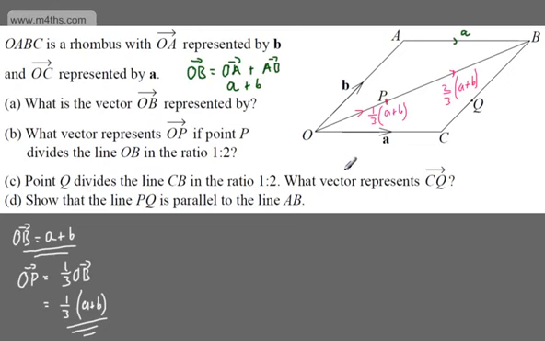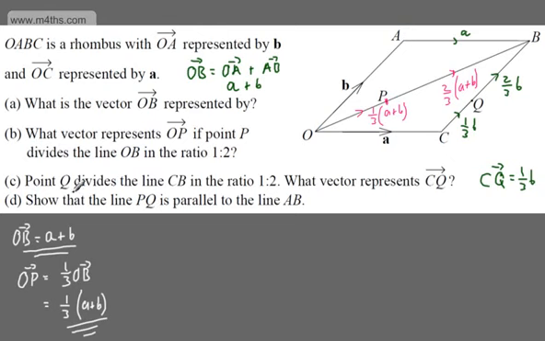We need to now find out what vector represents C to Q. So again, this is splitting this up into 3 parts. 1 to 2 ratio means that there are going to be 3 parts. So consider that OA is B. This now is going to be 1/3 B, and this is going to be 2/3 B. So we can simply state now that C to Q is going to be 1/3 B, and that is because we've got a rhombus and OA is of equal length and direction as CB, they're parallel.